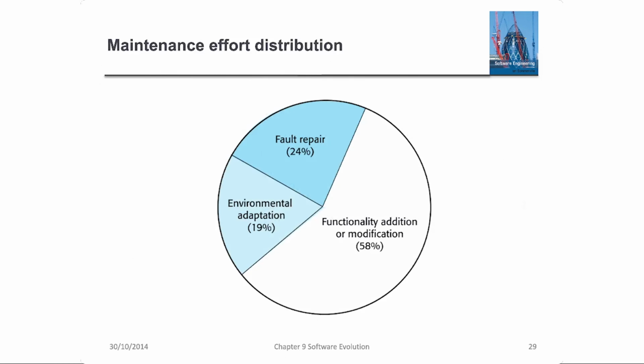Moving to the next slide, which is, as you can see, maintenance effort distribution. In this pie chart, we break down the typical efforts devoted to software maintenance. The largest slice at 58% is functionality addition or modification. This is where we actively enhance the software to meet the new demands. Fault repairs account for 24%, addressing bugs and vulnerabilities, as you can see. And the last point is the environmental adaptation, taking up 19%, which involves adapting software to work in new or updated environments, such as a different operating system, as we said.